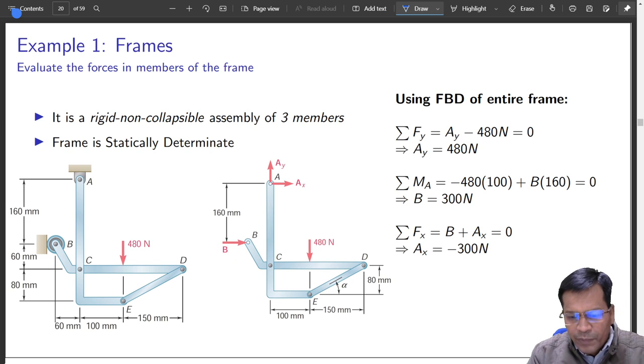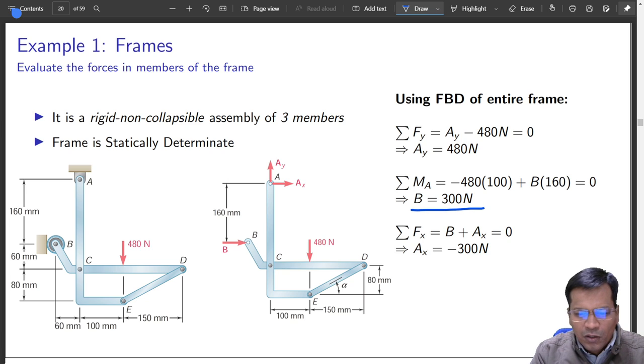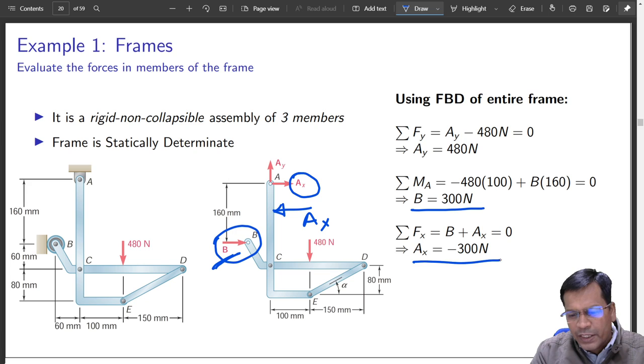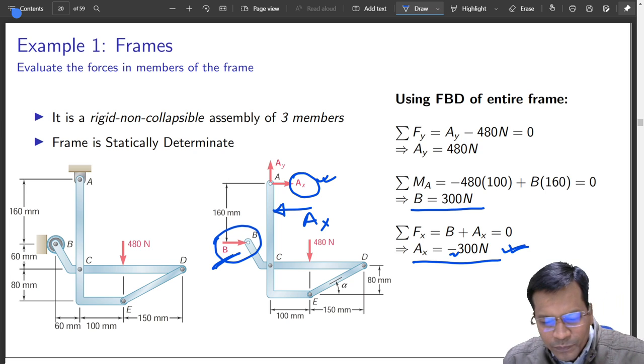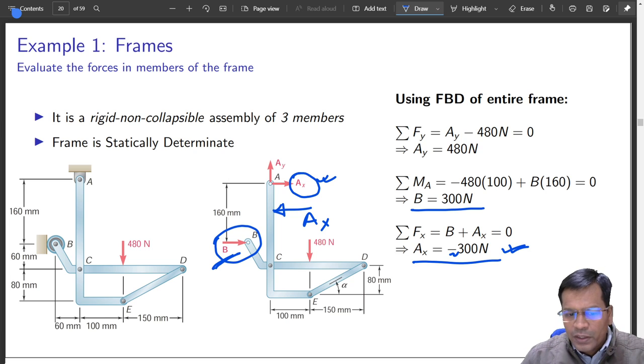Going to next, I am balancing all the horizontal components now. This is one of the horizontal components. There is no other horizontal component. If B is in this direction, AX that we have assumed in this direction has to be in the opposite direction, because overall this system is in equilibrium. So AX will be directed opposite to B, and that is how it is indicated by the negative sign over here against our assumption. So these three forces, that means all the external forces, are now found out.